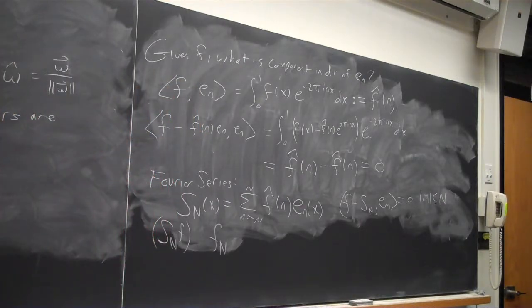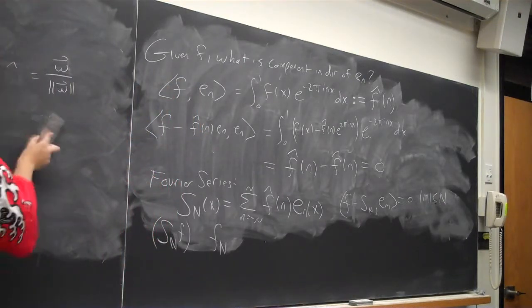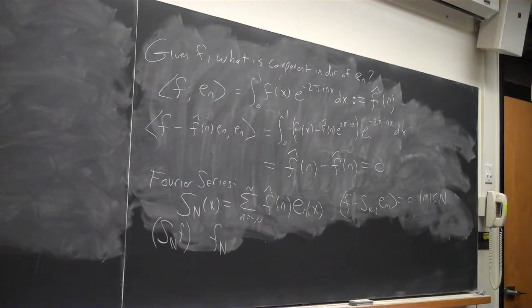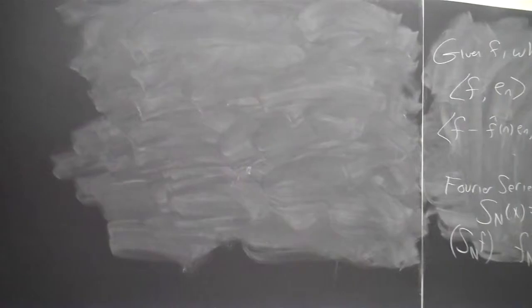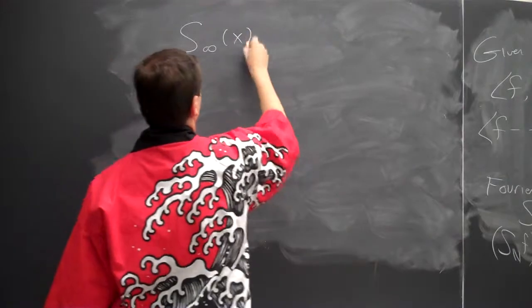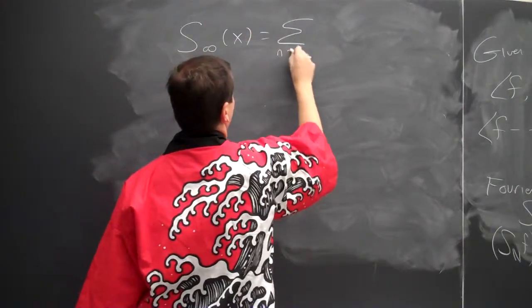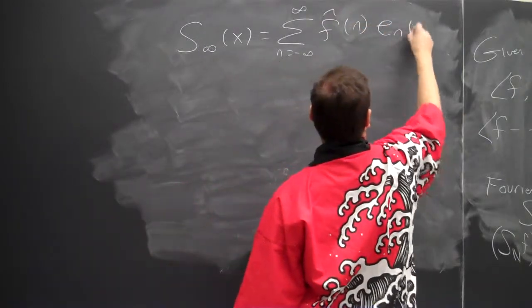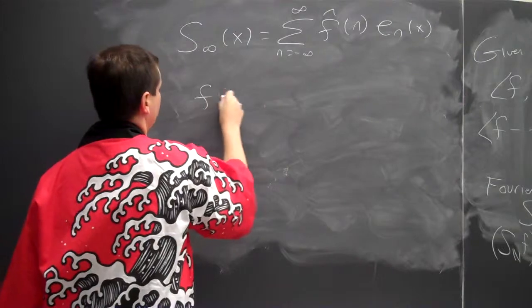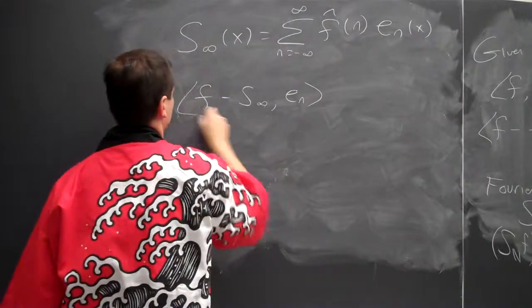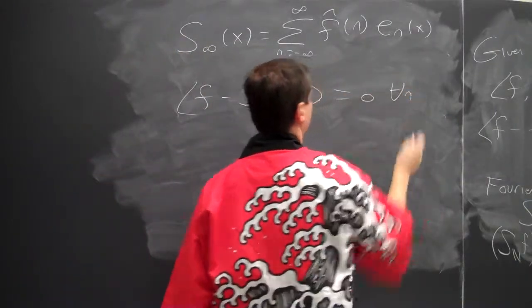Okay. So, do you think S_n of x is a good approximation to f? And what would make it a really good approximation to f? S infinity. Yeah, S infinity. So, all we have to do is study S infinity of x, which is the sum, n goes from minus infinity to infinity, of f hat of n, e to the n x, and we'll get f minus S infinity dotted with e_n is 0 for all n.